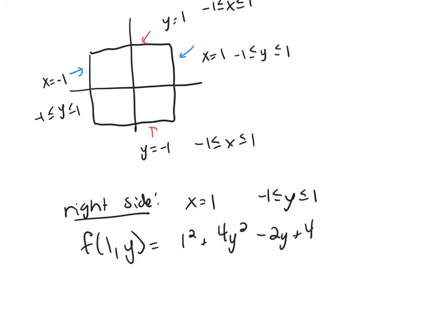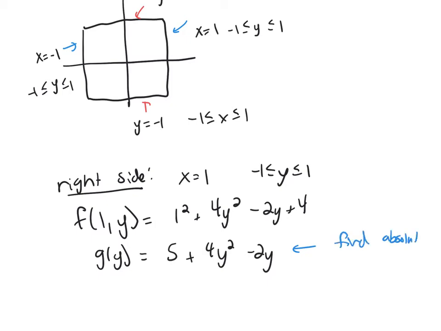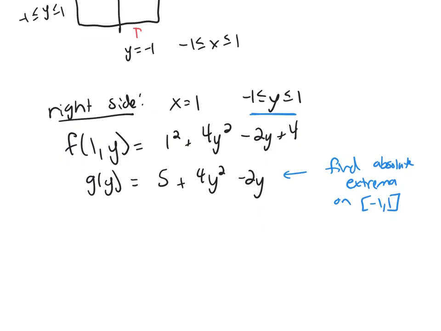And now you really just have a function of a single variable. So I'm going to relabel this. Let's call it g. It's going to be 5 plus 4y squared minus 2y. And what you need to do is find the absolute extrema on the interval -1 to 1, because that interval, that's what y is between, -1 to 1.